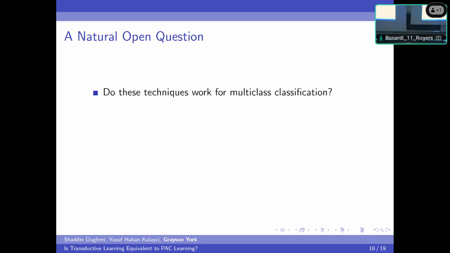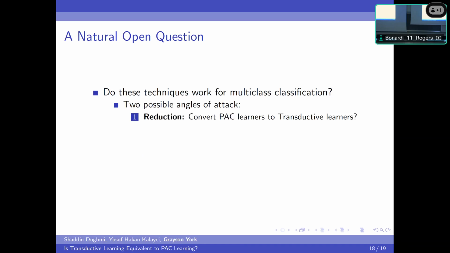Now, this leaves us with a natural open question. That is, do these techniques work beyond the setting of binary classification? There are two possible angles of attack, in our opinion, for this problem. First off, one might try to build a reduction in the other direction. We were unable to do that, but it's possible that we could convert PAC learners to transductive learners in a very general way. It'd be very nice if we could find a general technique for converting PAC learners into transductive learners. Alternatively, one could make structural arguments on the OIG.